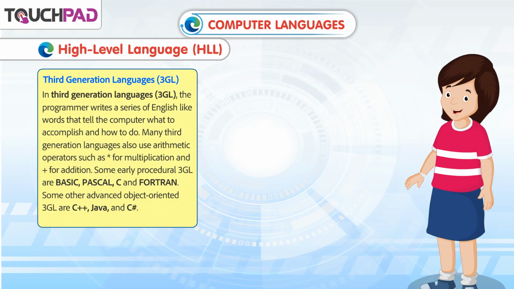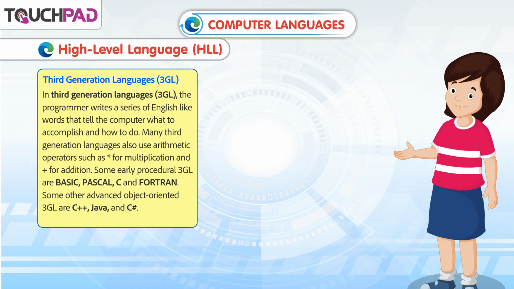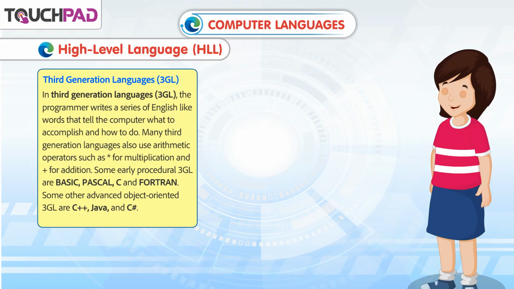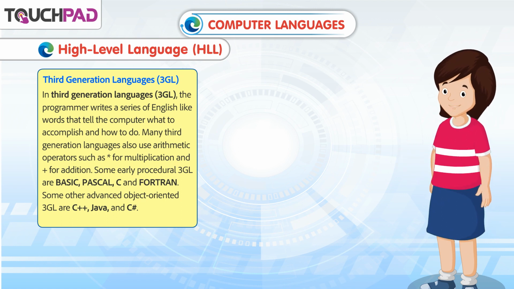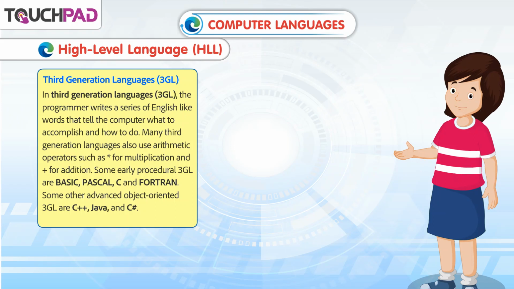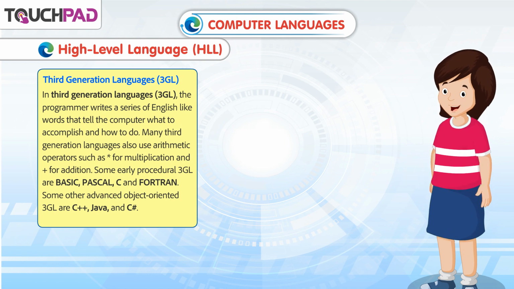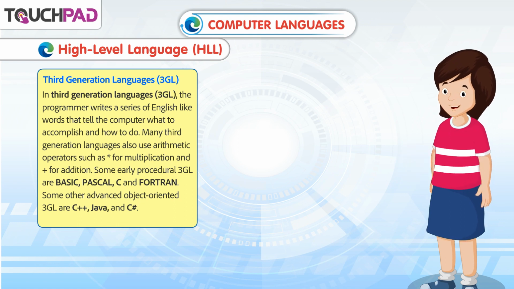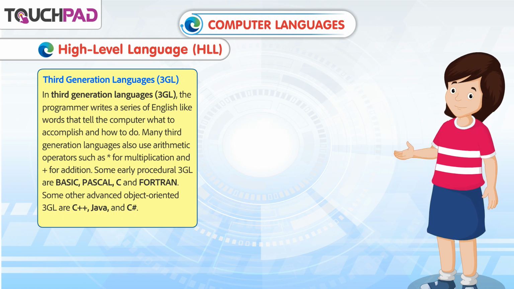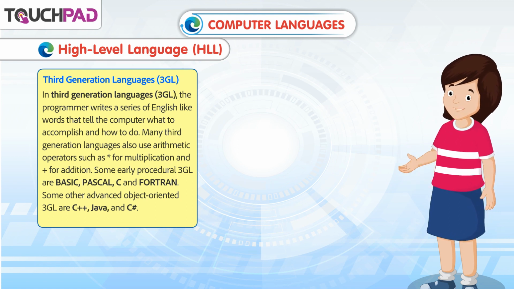Third-generation languages, 3GL. In third-generation languages, the programmer writes a series of English-like words that tell the computer what to accomplish and how to do. Many third-generation languages also use arithmetic operators such as asterisk for multiplication and plus for addition. Some early procedural 3GL are BASIC, Pascal, C, and Fortran. Some other advanced object-oriented 3GL are C++, Java, and C#.